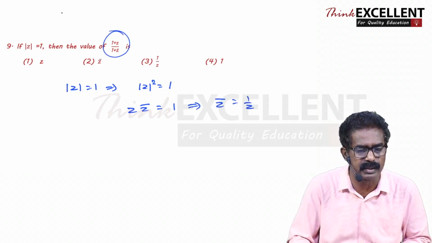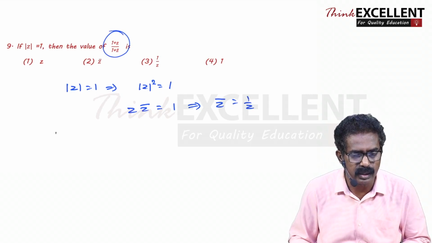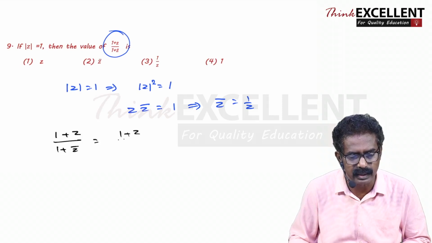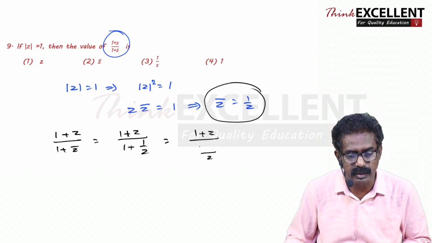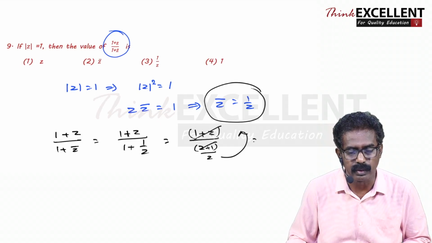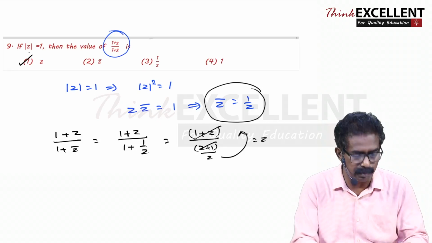Now take this expression, what we want to find. We want to find 1 plus z by 1 plus z bar. Numerator 1 plus z. Denominator is 1 plus z bar. Z bar can be replaced by 1 by z. So that is 1 plus z by, you take LCM z, so z plus 1. Right? 1 plus z, z plus 1, same, cancel. This z goes up. So your answer is z, option number 1.